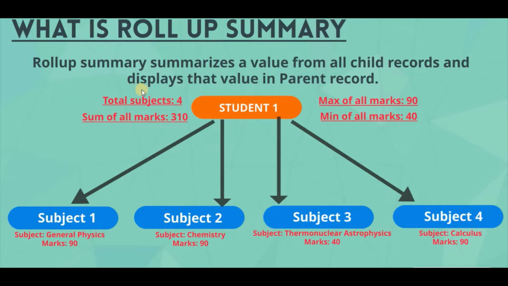In this example, if you want to calculate the total subjects which have marks greater than 50, you can put a condition like that. Then what happens is total subjects will be 3. Why? Because subject 3 will be excluded there because the marks are less than 50. So in this case, it will display total subjects equal to 3. In the same way, you can put conditions on the sum of all marks, saying sum of all marks where marks greater than 50 and so on.